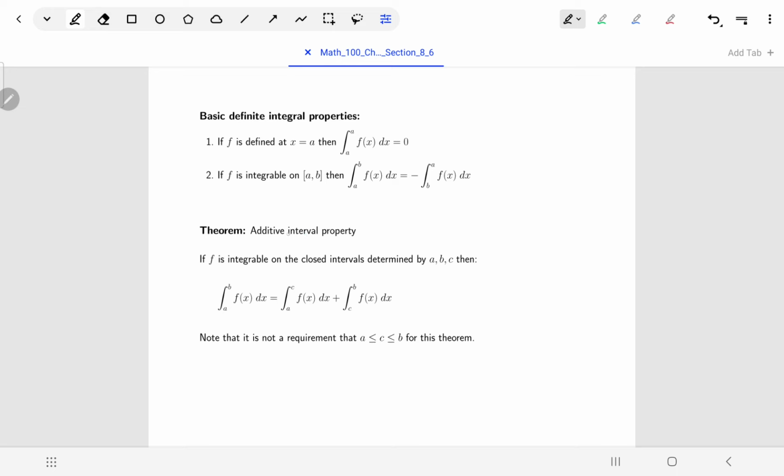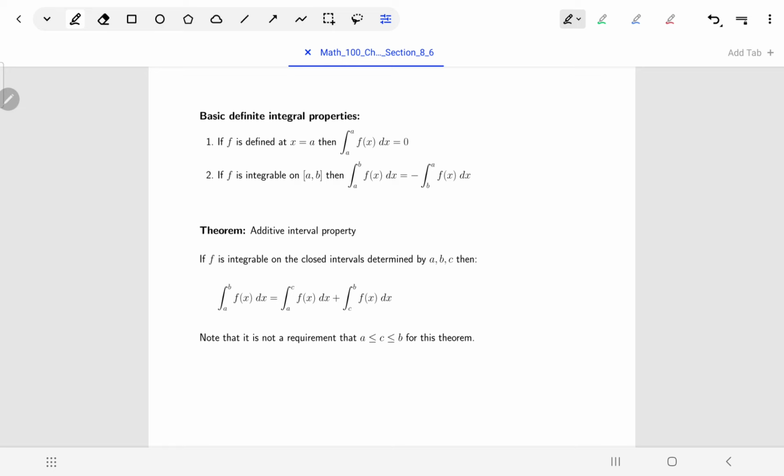And we also have a nice little property here, the additive interval property, that says if you are looking at a definite integral from a to b, you could look at the definite integral going from a to some intermediate value c and then continuing on from c to b. And here we don't have to have any restriction that c is in the middle.